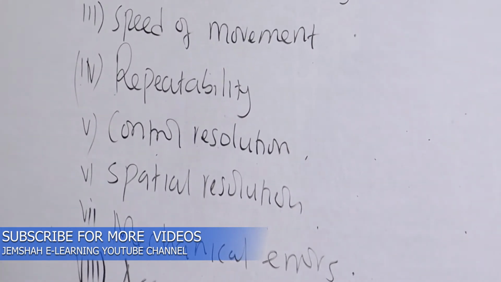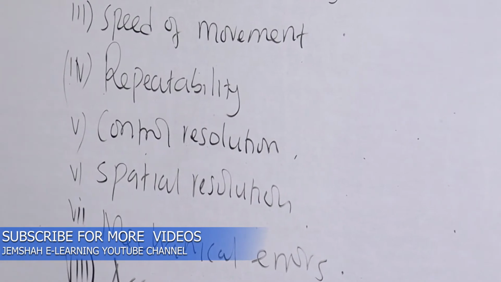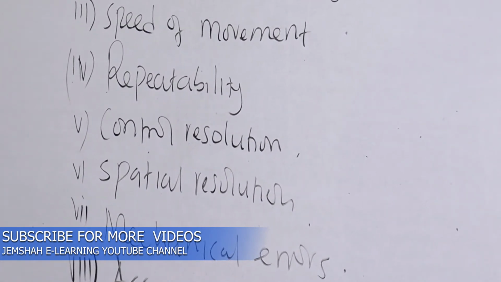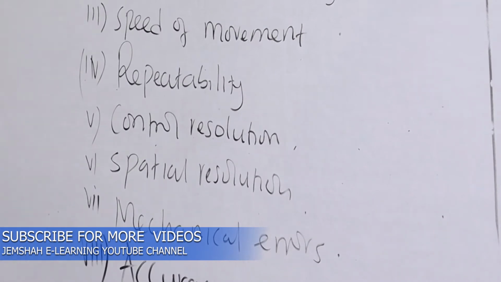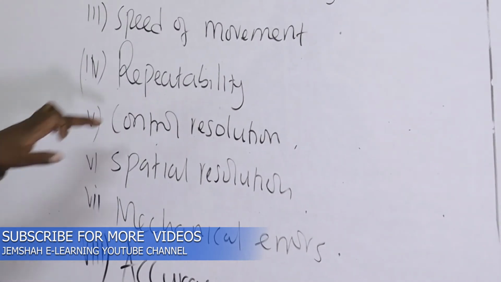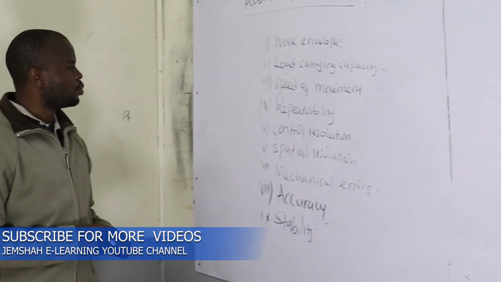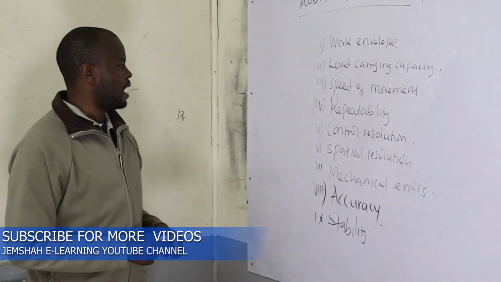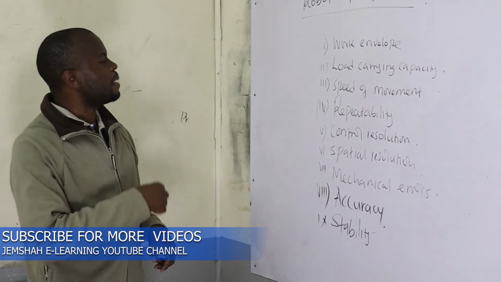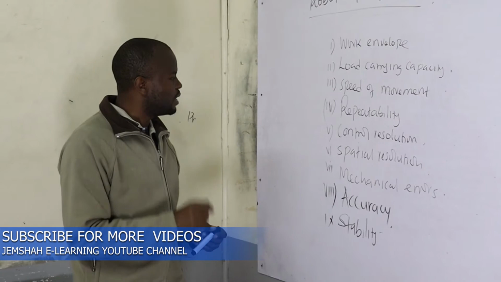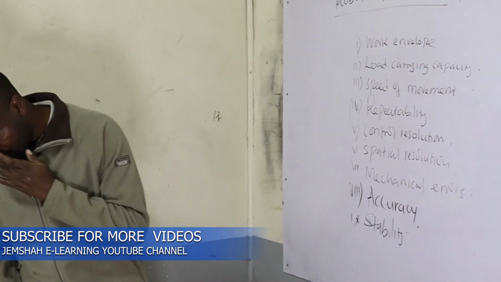Repeatability is simply the measure of the robot's ability to position an object at a previously taught point in the work envelope. When a certain instruction is given for the robot to place a given object at a specific point in the work envelope, its ability to do it several times and do it accurately is what we refer to as repeatability.